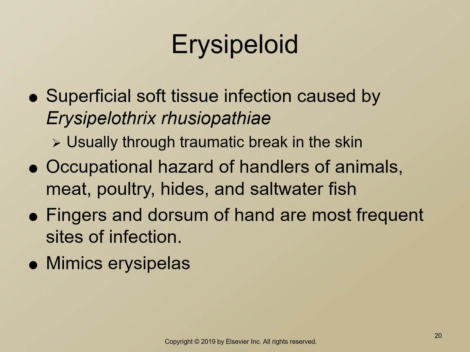It's important to remember too, as we're going through this chapter, the different causative agents of these skin and soft tissue infections, also remembering how they present in culture or laboratory testing to diagnose them. So remember, Erysipelothrix rhusiopathiae is a gram-positive rod, whereas the causative agents of erysipelas are gram-positive cocci.